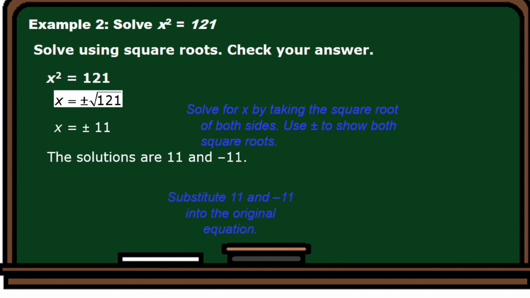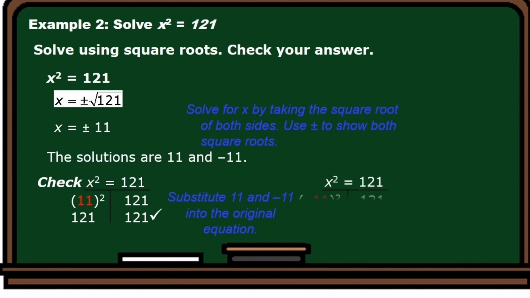Substitute 11 and negative 11 into the original equation. After substituting 11 and negative 11 into the original equation, which is x squared is equal to 121, it satisfies the equation. Both 11 and negative 11 satisfy the equations.